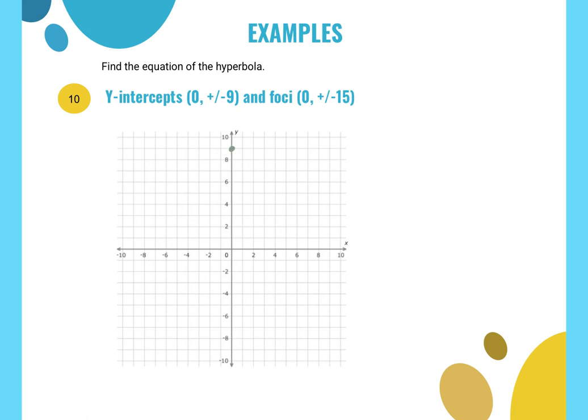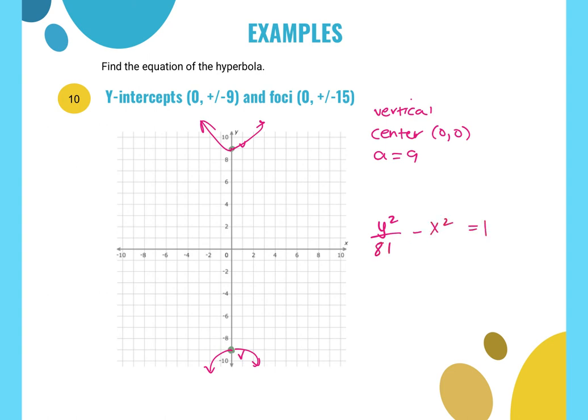So I'm going up 9 and down 9. Those intercepts are also called what? The vertices. What do I know? Perfect. Vertical. Center 0, 0. A equals 9. So y squared over 81 minus x squared over what we don't know yet equals 1. Foci is plus and minus 15.